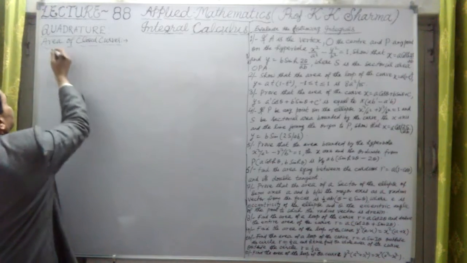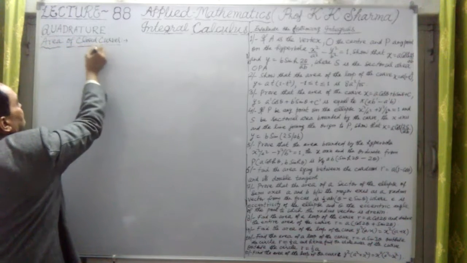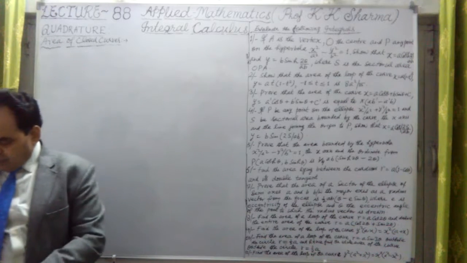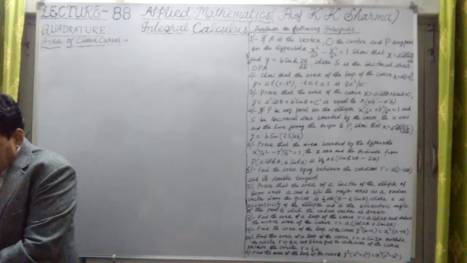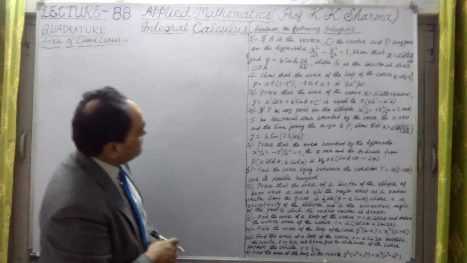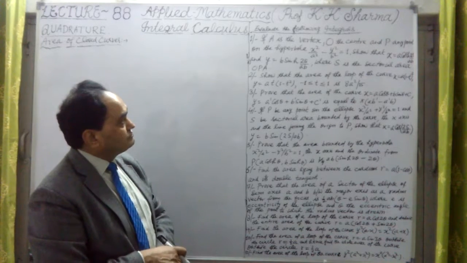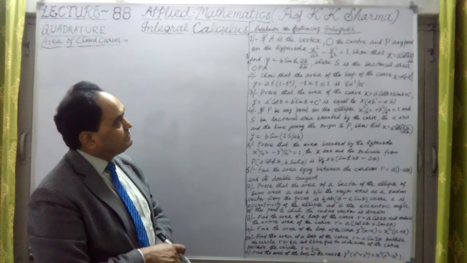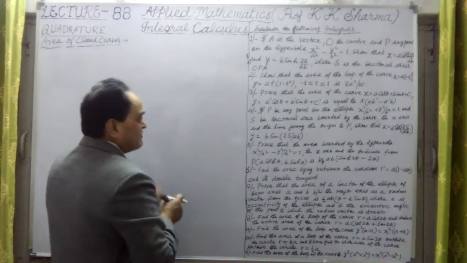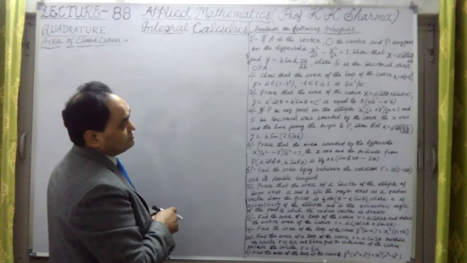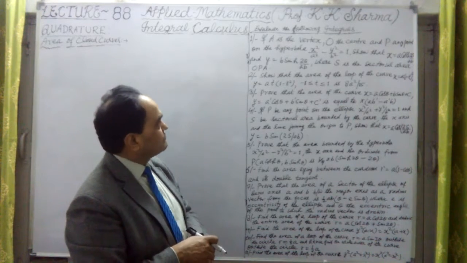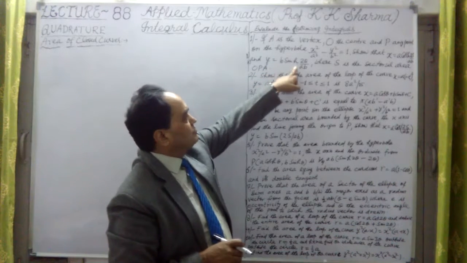Let me now define areas of closed curves. So the first point is, for that, let me take the first question. It says, if A is the vertex, O the center, and P any point on the hyperbola x square upon a square minus y square upon b square equal to 1, show that x equals a cos hyperbolic 2s upon ab, and y equals b sine hyperbolic 2s upon ab.